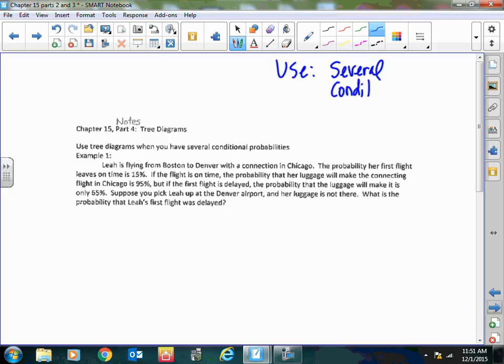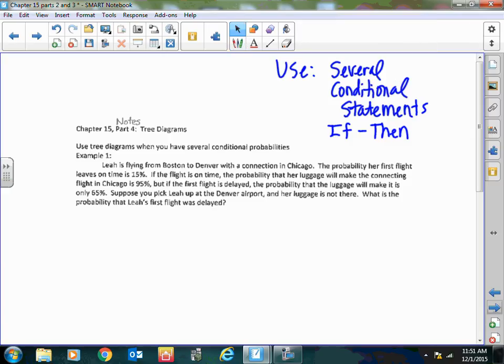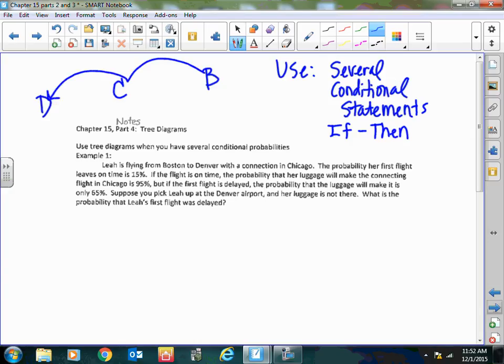So you would want to use this if you have several conditional statements, and those are if-then. Have you done any programming? All right. So, for example, this problem is about Leah, who is flying from Boston to Denver, but she's going to stop in Chicago in the middle. So she's going to go from Boston all the way over here to Denver, but she's going to stop in Chicago. She's got to do that trip there.